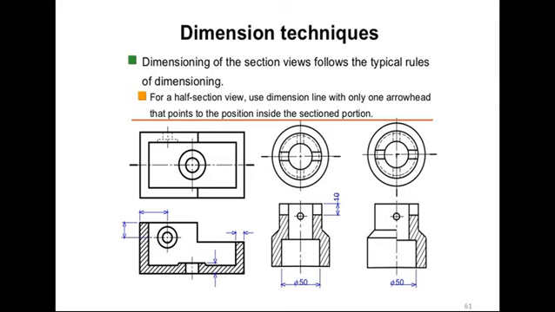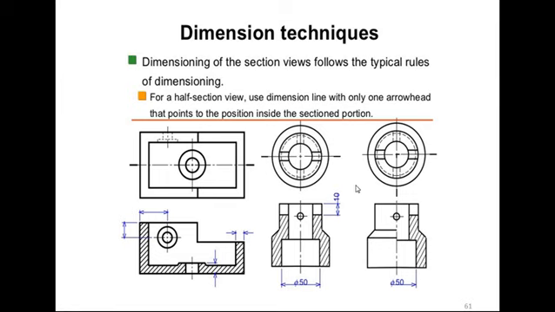Okay, first of all we are going to see the dimension technique. So how are we going to show the dimension? Here this is a full sectional view. For a full sectional view we can show the dimension outside. We are not going to show the dimension inside the hatch area. The dimension must be outside, it must not be in a hatch area.